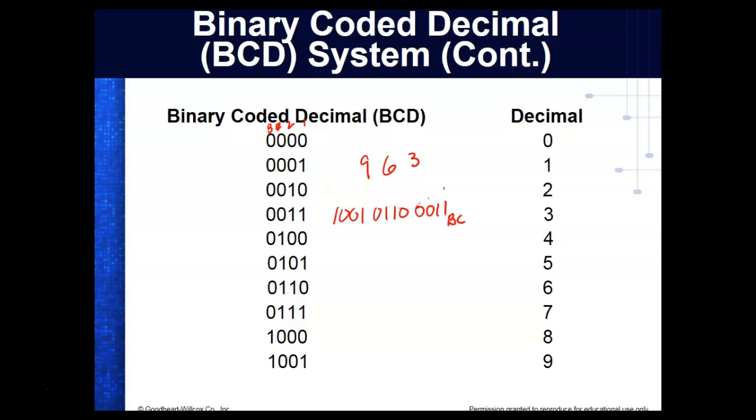This is not a number system. This is a code. Which one goes 1, 2, 4, 8? That's binary. If this was a binary number, this is binary, base 2, it would go 1, 2, 4, 8, 16, 32, 64, 128, 256, 512, 1024, 2048.